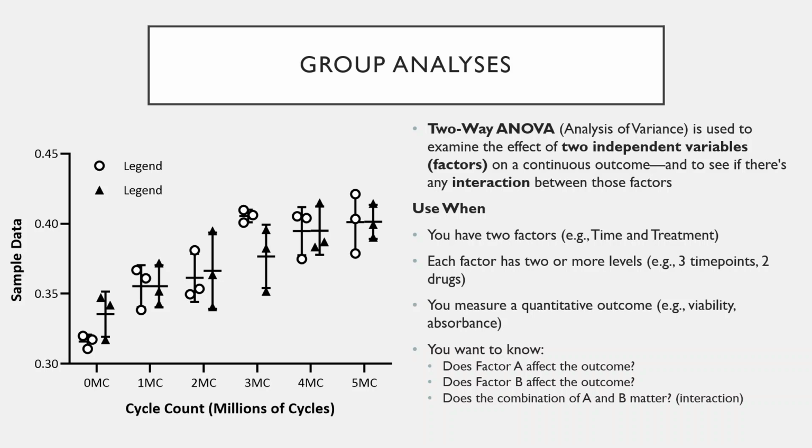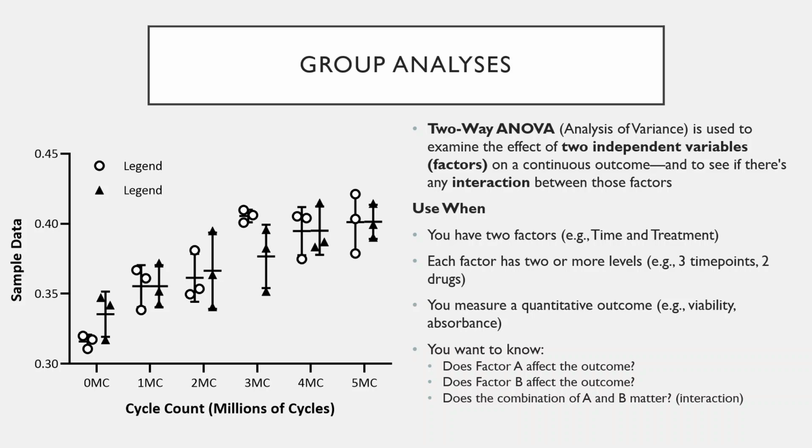And you want to know, hey, does factor A affect the outcome? Does factor B affect the outcome? Or is there a synergistic effect? Does the combination of A and B matter? Is there some interaction between the two that somehow confounds the results as opposed to looking at each one individually?